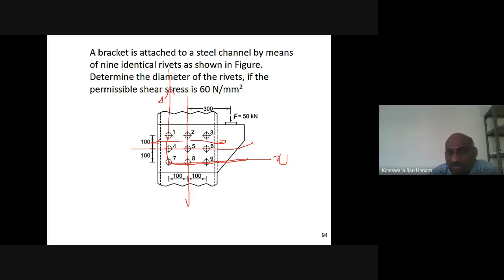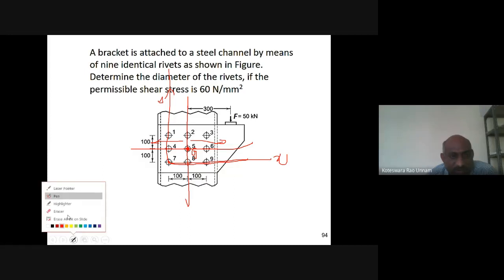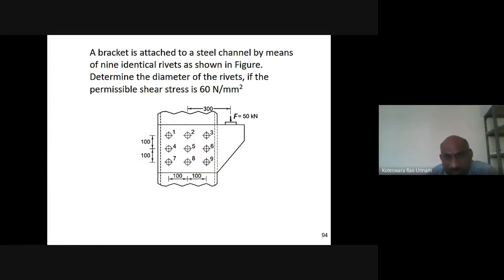If it is symmetric about two axes, then the intersection of those two symmetry axes is going to be your G value. Right away I can write this is going to be the G. Instead of taking the reference coordinate system and doing all these calculations, based on symmetry I can easily identify this value. So rivet center 5 is going to be the center of gravity of all these 9 rivets.